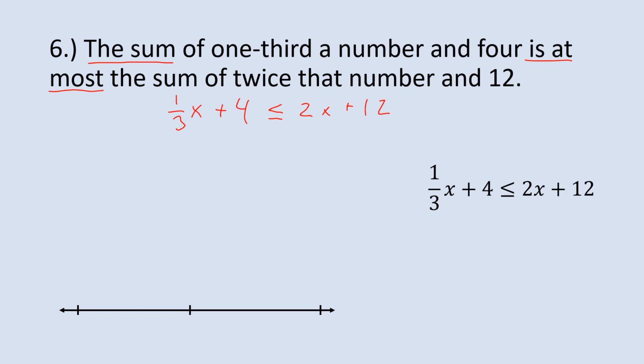All right, and then again, we can do the same thing we did last time. So we want to get rid of this one fraction. Let's just do times 3 on this side, and same thing over here, times 3. In this case, we're going to cancel those fractions. Make sure you multiply the 3 times the 4 also. So x plus 12 is less than or equal to 6x plus 36.